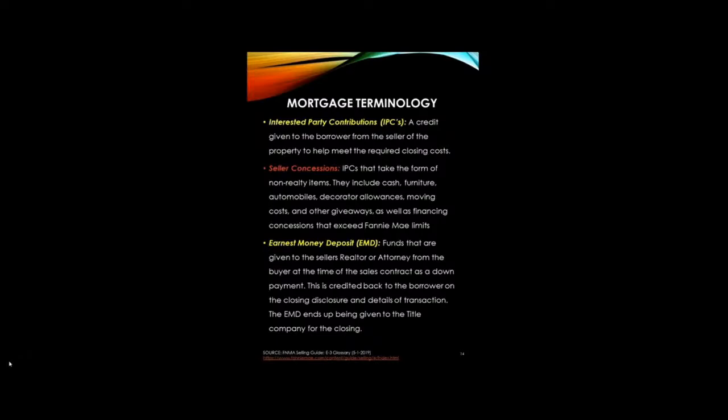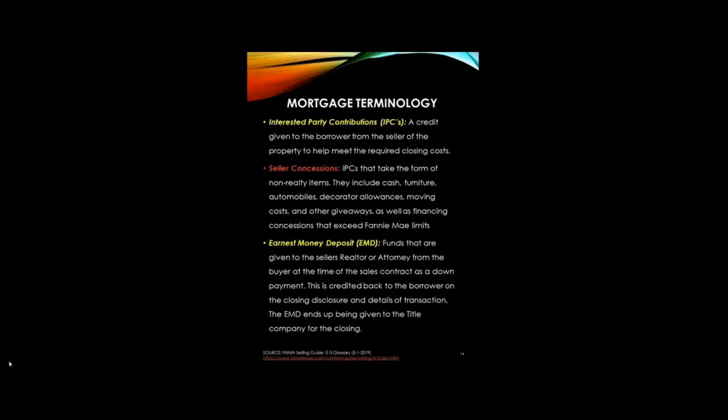Also, Freddie Mac has their limits. Also, FHA has their limits. They all have limits on what the borrower could receive as a seller concession, based on the type of loan that you're doing. The earnest money, those are funds given to the seller's realtor or attorney from the buyer.